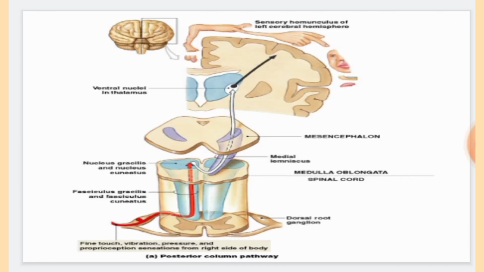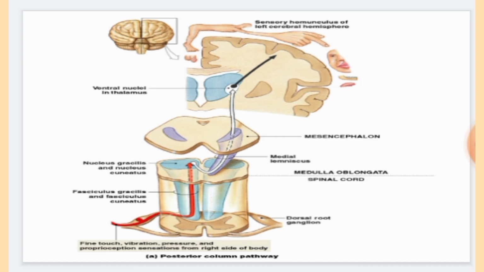Next is the posterior column pathway. Number one is the ventral nuclei in the thalamus. It serves as a central integrative center of the motor control, receiving input from the cerebellum, striatum, and cortex and projecting to the primary motor cortex.